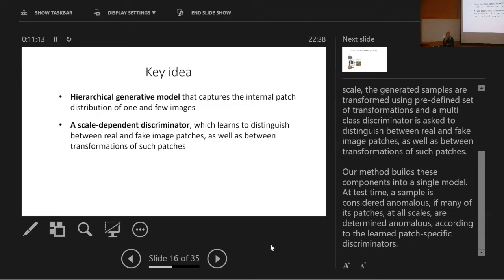So our method builds these components into a single model, and at test time, a sample is considered anomalous if many of its patches, for all transformations and scales, are considered anomalous. So now we'll go step by step through the model.